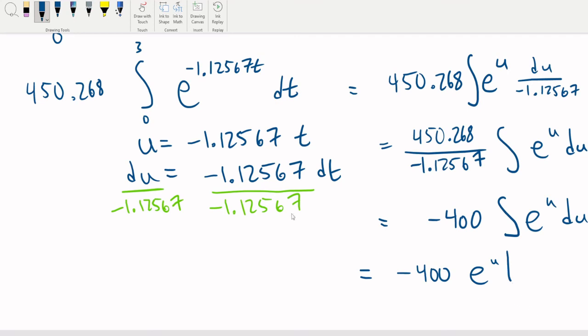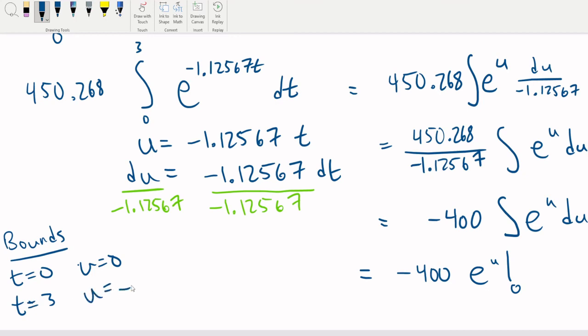Now, bounds. The bounds used to go 0 to 3, but that was t, right? So if we want to stay in u, we have to change the bounds. So over here with the bounds, let's say, well, when t equals 0? Well, that's easy. u is 0. Cool. When t is 3, not quite as nice. u is equal to negative 1.12567 times 3. Okay, which let's plug into a calculator and see what we get.